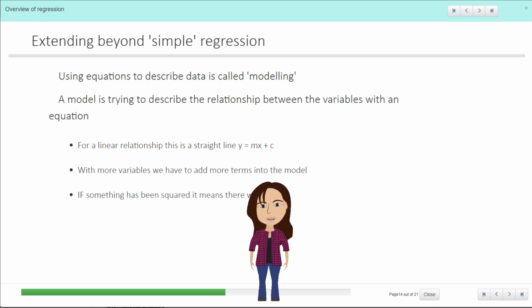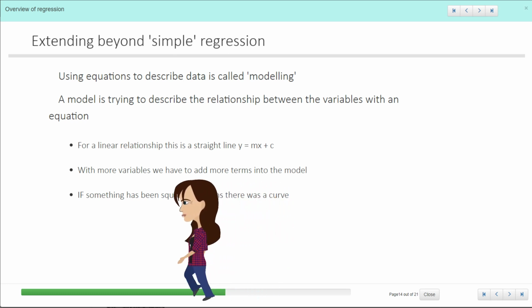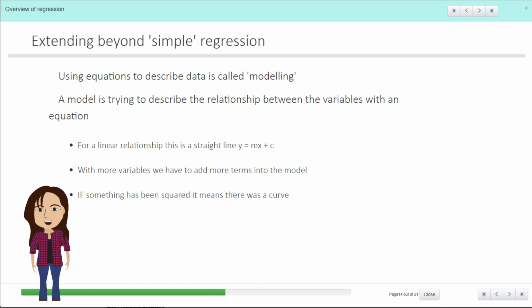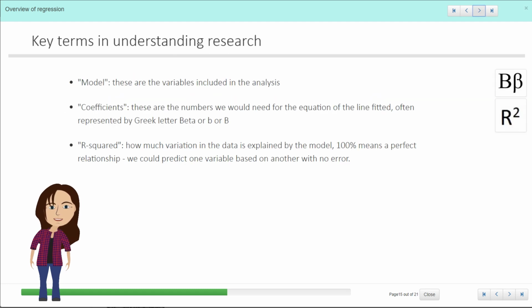When we try to use an equation to describe data, this is called modeling, and the model refers to all the variables which are in the equation. If you see something with a squared or a cubed in it, then it means there was some kind of curve, and sometimes again more complicated patterns.